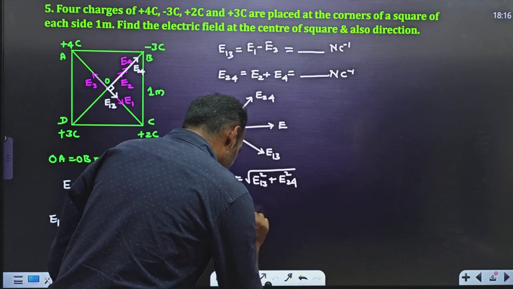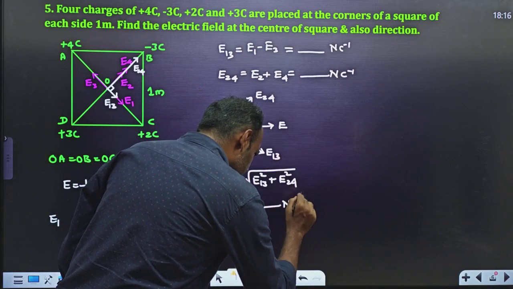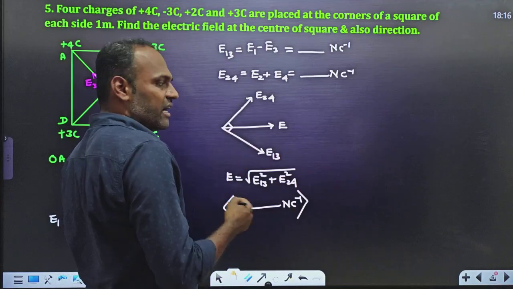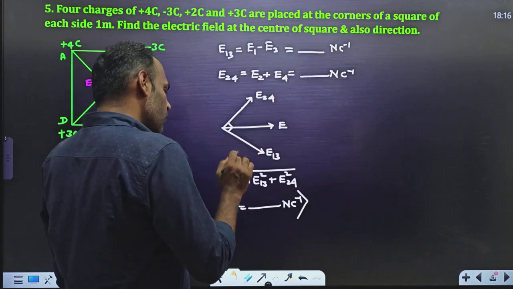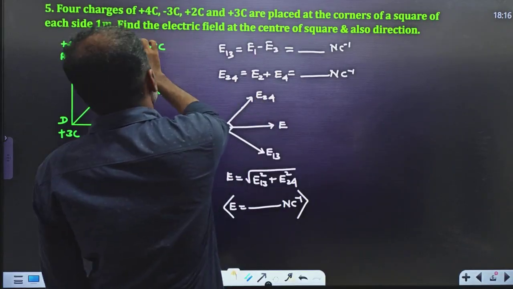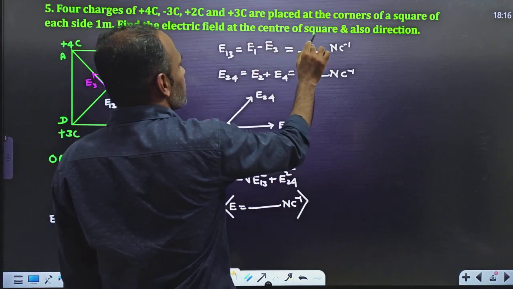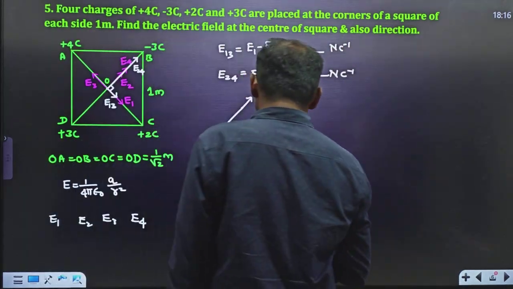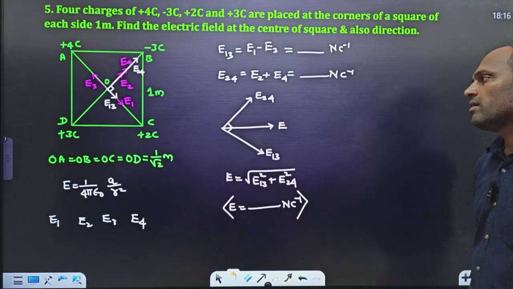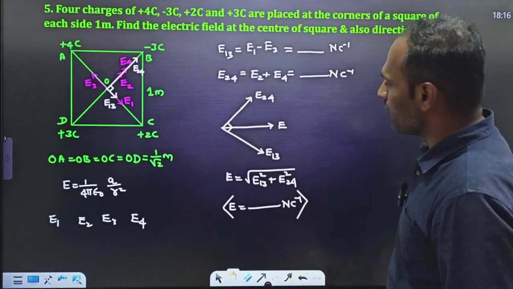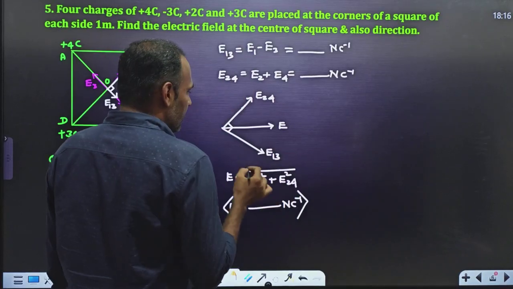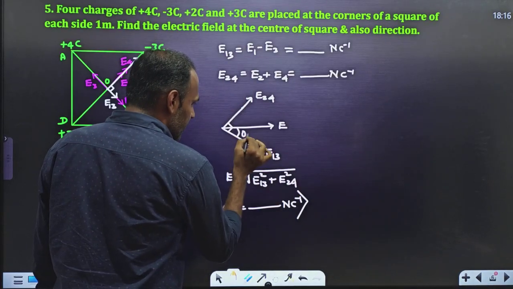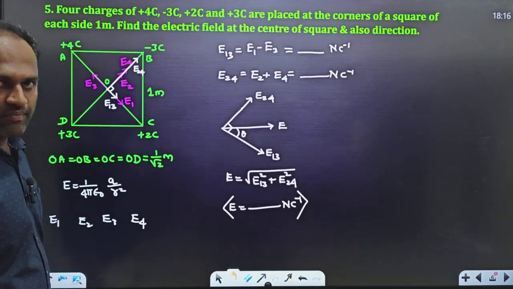Okay, you got the resultant electric field in Newton per coulomb. Correct? So this much electric field you will get. Calculate the value yourself. Okay, the resultant electric field is found. See, they are asking to find the electric field at the center of the square and also the direction. They are asking you the direction of this electric field. So to find the direction of the electric field, what do you do? You take an angle theta here. You take this angle as theta.